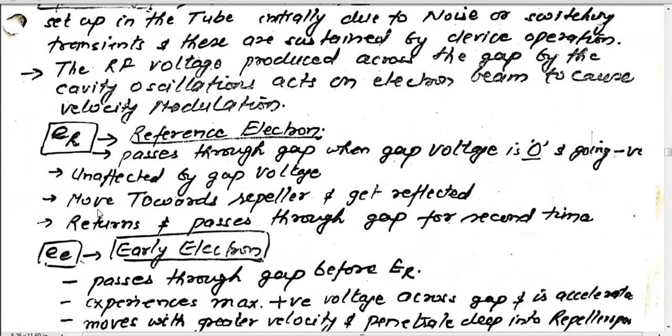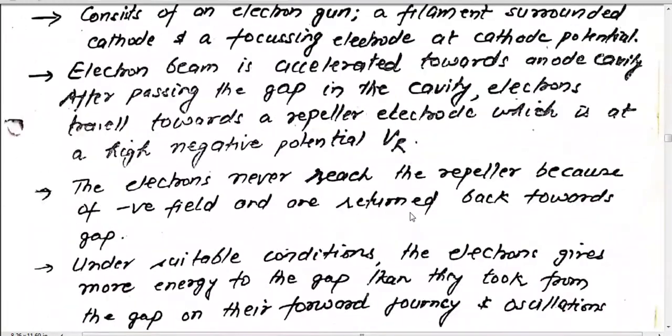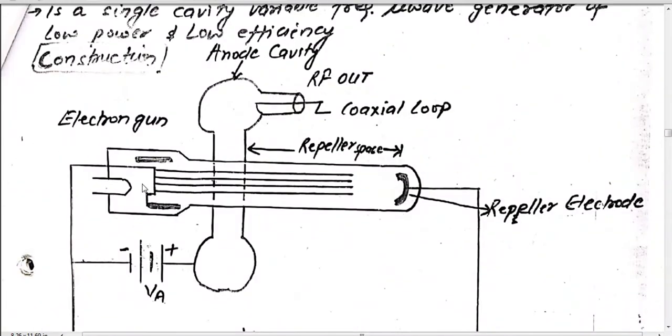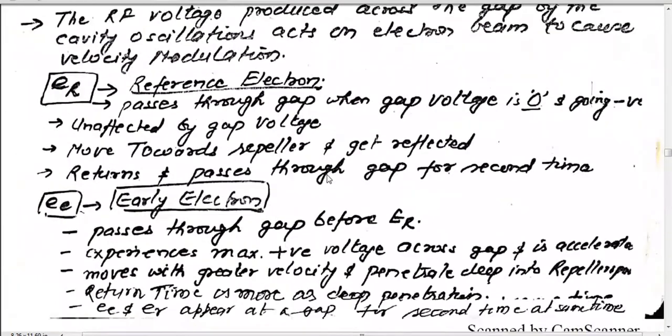Now this electron moves towards the repeller and gets reflected. As we see, this electron will move towards this, and it will be reflected by this negative field here. It will not reach the repeller electrode. Now this electron will return and pass through the gap for the second time.